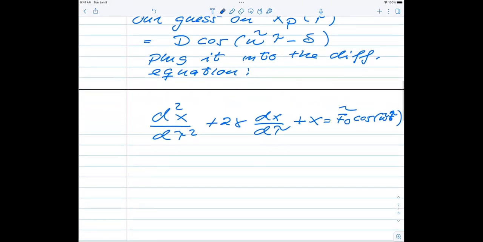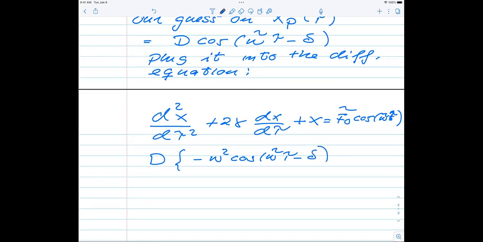And then we plug it in, and if we do that, obviously the second derivative is going to give us a constant D, and then I get a minus omega squared, and then I have a cosine of omega tilde tau minus delta. This is the second derivative, and this is given by omega tilde tau minus this term delta.